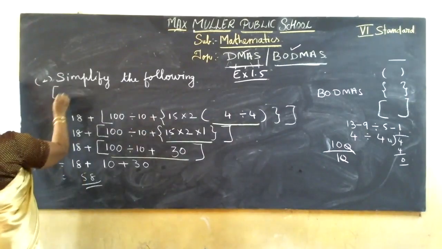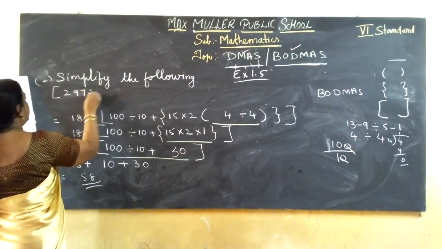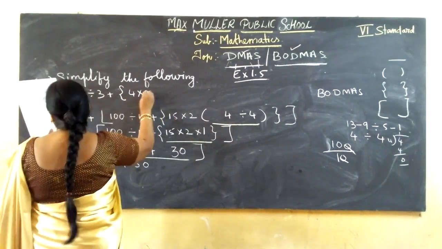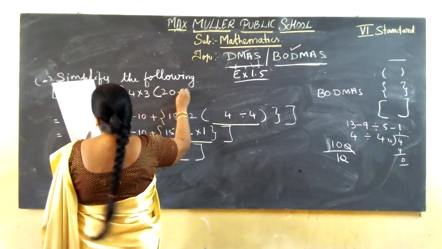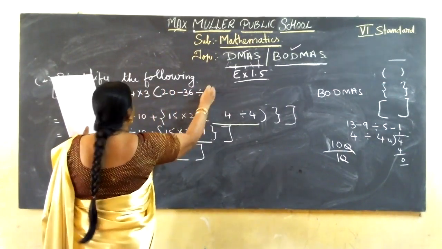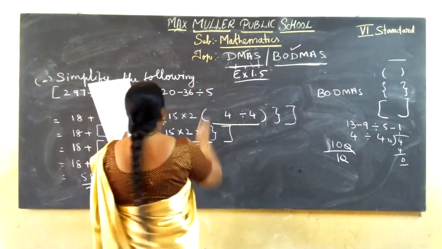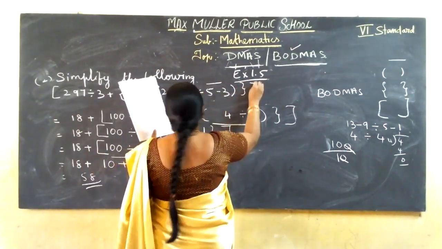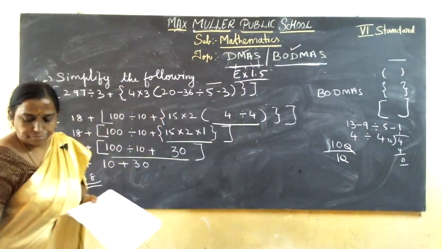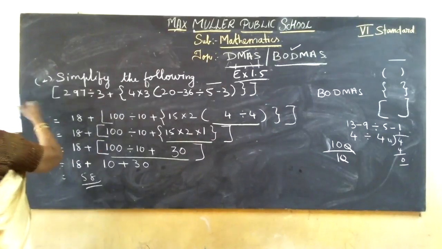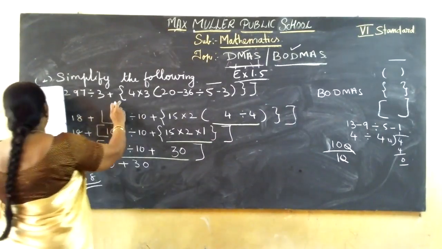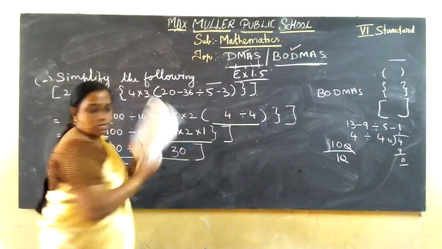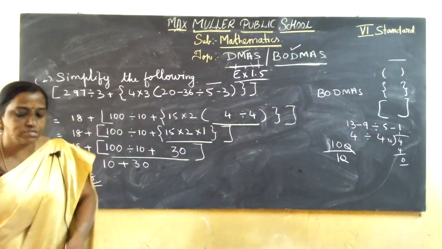So here next question, 297 divided by 3 plus, open curly bracket, 4 into 3, open round bracket, 20 minus 36 divided by 5 minus 3, here bar bracket, close this. I'll check the question once whether it's correct or not. 297 divided by 3 plus 4 into 3, open this, 20 minus 36 divided by 5 minus 3. Yes, the question is correct. So I'll solve the sum step by step.